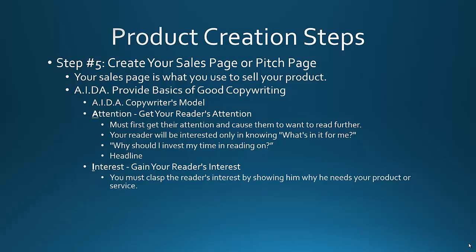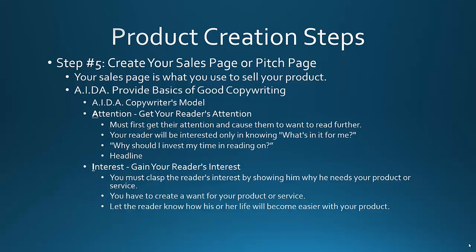Interest. This is where you gain your readers' interest. You must grab their interest by showing them why they need your product or service. You have to create a want for your product or service. They need to want it and desire it. Let the reader know how his or her life will become easier with your product. Make sure you're doing that within your sales copy. How is their life going to be improved by your training course? What is your product going to teach them that's going to help them be better at what they do?